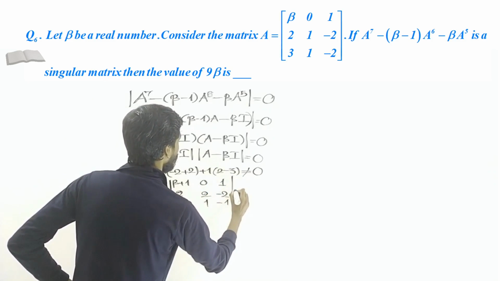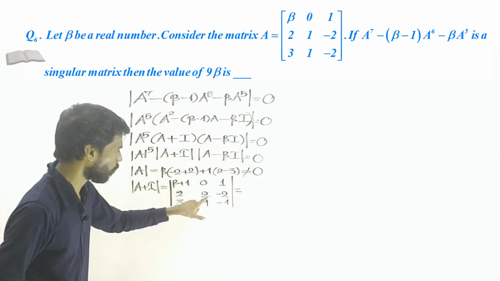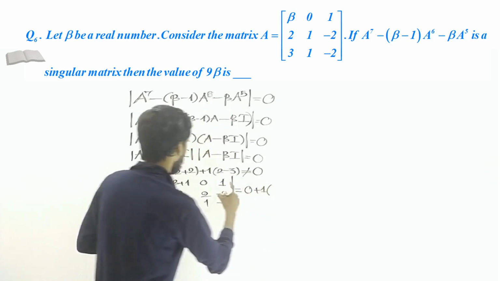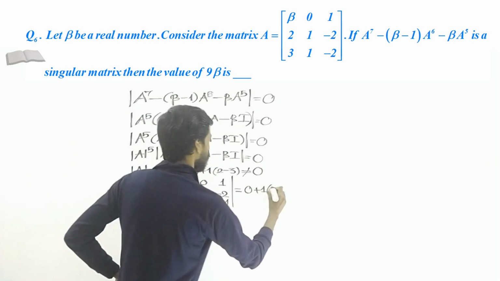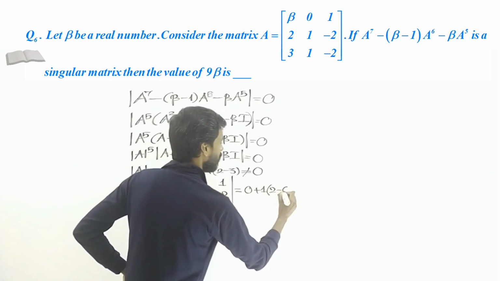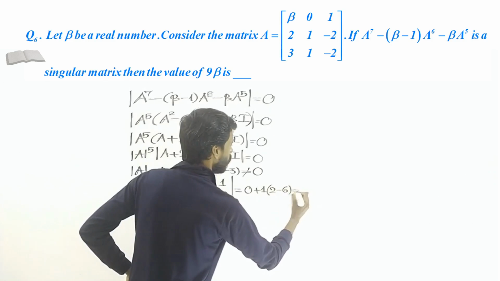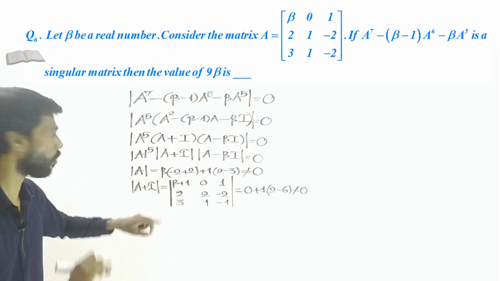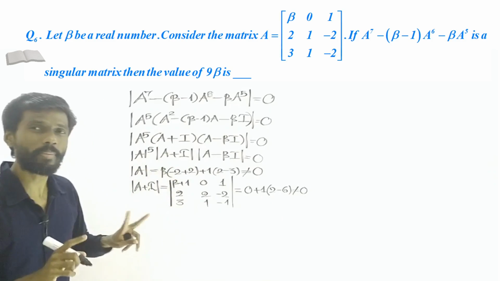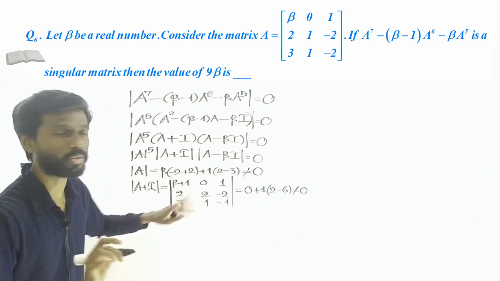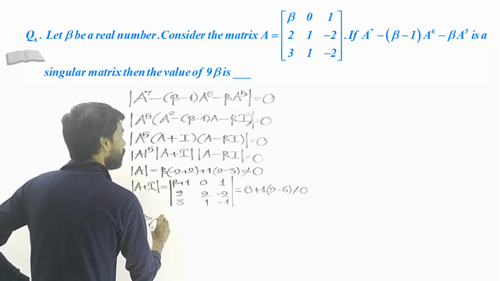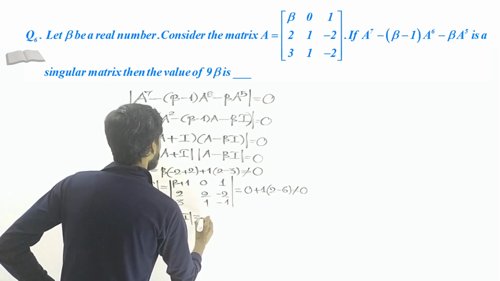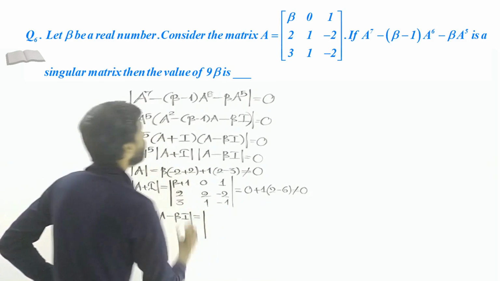So let's find the value of this determinant. So that equals beta plus 1 times minus 2 plus 2, that is 0, plus 1 multiplied by 2 minus 6. Is it 0? No, it is minus 4. So that is also a non-zero value. No matter what the value of beta is, it is independent of beta. So these two determinants are never 0. The only possibility is that the determinant of A minus beta I must be equal to 0. So what is A minus beta I? Let's substitute that.